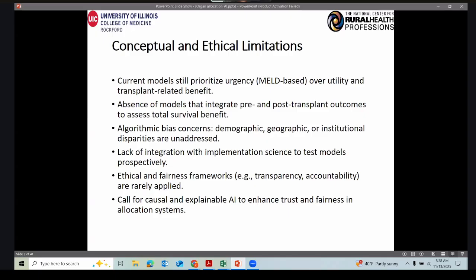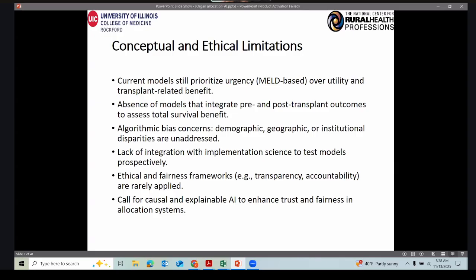There is also a major gap in models that can integrate both pre and post transplantation outcomes. Right now, we can predict who might die without transplantation, but we don't have a reliable model that estimates total survival benefit. In other words, we can say how many extra years or quality of life a transplant must provide. This is the biggest conceptual limitation there is.